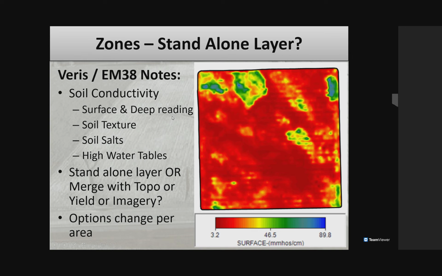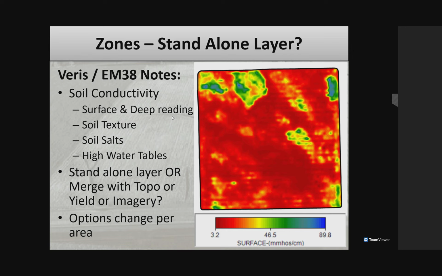The reason being that with soil conductivity, you may end up with a very low soil EC, a very low conductivity, and it's a low production part of the field. You may end up with another part of the field that has a very high soil conductivity, and it also could be a low production part of the field. So when you start trying to merge this together with a lot of these other layers, it just doesn't match up, and it may not make a lot of sense.